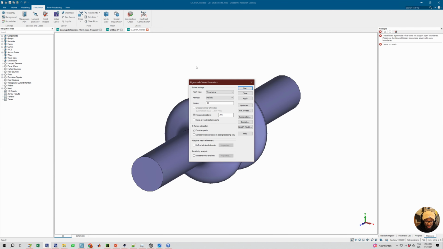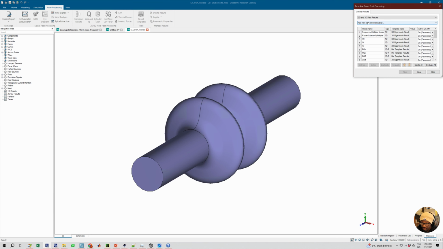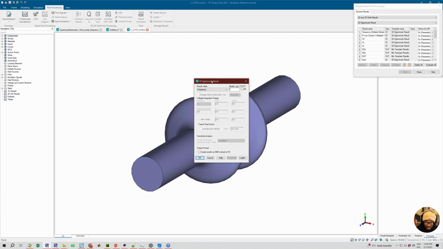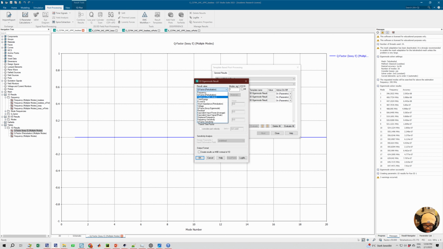If we go to 2022, then what is it called? I think what I'll do is I'll compare this drop-down menu. So you also have Q factor perturbation. Then on this list, so this is 2023, what you also have is Q factor lossy eigenmode.